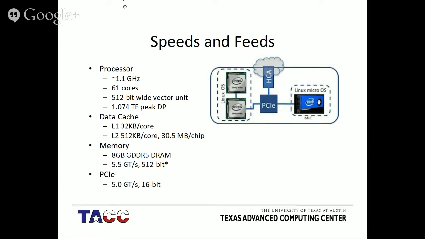The data caches are, level 1 is 32 kilobytes per core, and level 2 is 512 kilobytes per core. The memory on the card is 8 gigabytes of this fast GDDR5 RAM, and you can have 5.5 gigatransfers per second from the memory to the cores in the card. And at some point you always have to transfer data from the host or back to the host, and that is done through the PCI Express bus, and then you get 5 gigatransfers at 16-bit width.